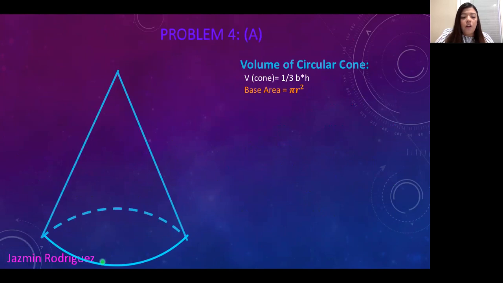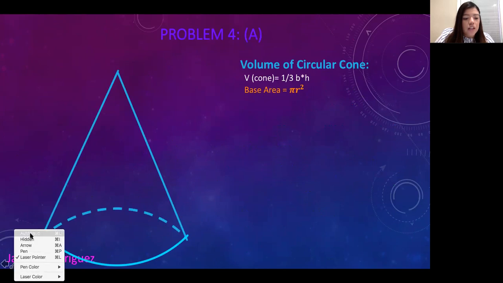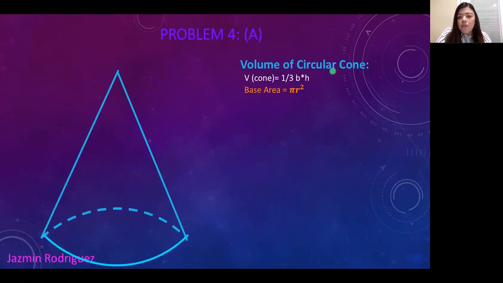And we know the volume of the circular cone, let me move this over a little bit so that y'all can see it better because it kind of gets in the way. Awesome. Okay, so we'll continue on. The volume of a circular cone is given by 1/3 base times height, or 1/3 b times h, where b is our base area. And our base area is equal to pi r squared.